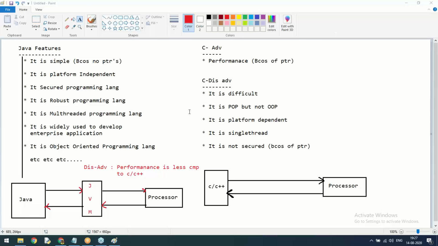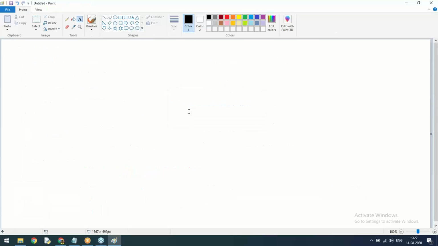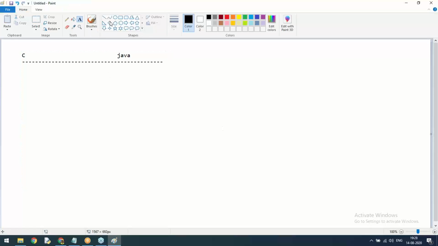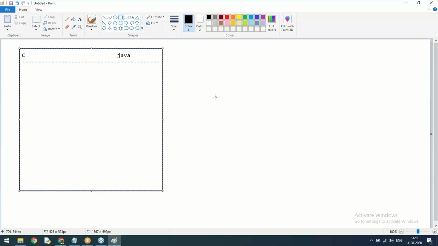Super. Now, let me write some differences between C and Java. This is my C language and this is Java language. Can you guys tell me what is the difference between C and Java language? Let me write it. Now, you understood what Java does. You understood what C does. Now, tell me the differences. Let's draw it also.